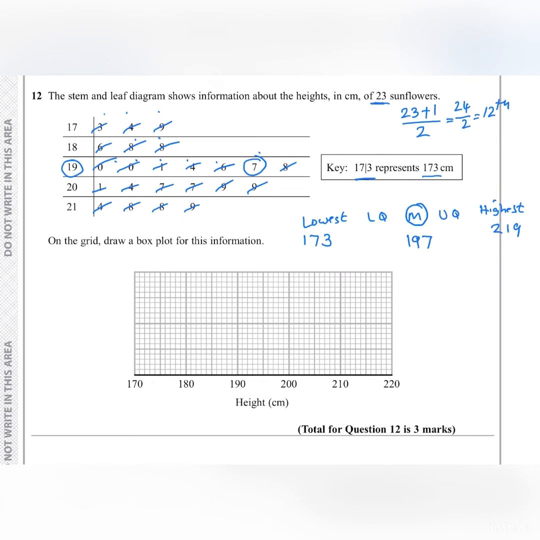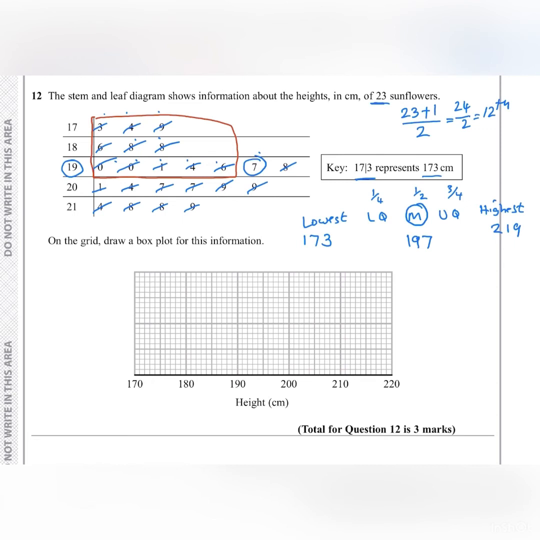Now, the upper quartile and lower quartile. Remember, the lower quartile is 1/4 of the way, the median is halfway in the data, and the upper quartile is 3/4. So we need to look at the first quarter of the stem and leaf diagram for the lower quartile. Again, do the same thing as you did to find the median.